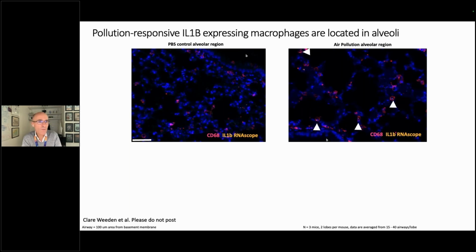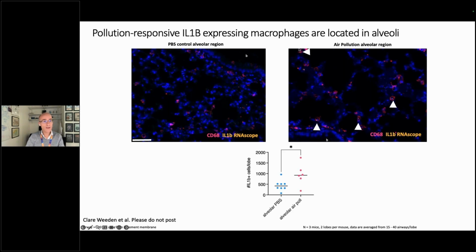Where does the IL-1 beta come from? Well, it comes from the macrophages. You can see here, the macrophages are shown in red, and the interleukin-1 beta is shown in yellow. And you can see these yellow dots in the middle of these macrophages, primed following pollution exposure to release IL-1 beta into the alveoli to help with wound healing.